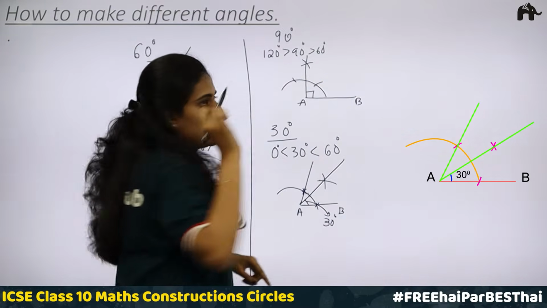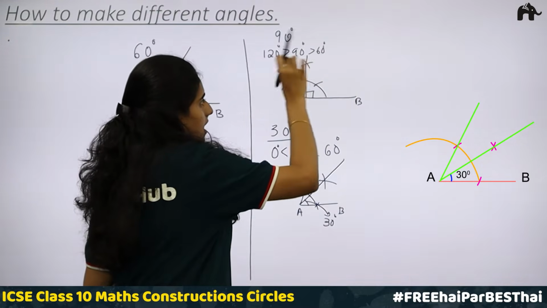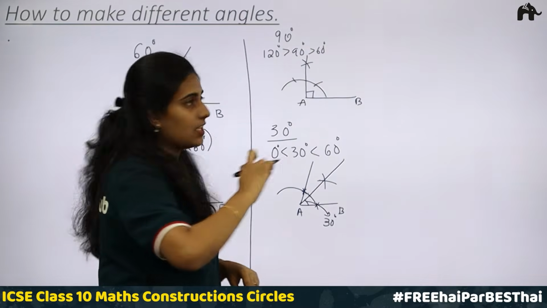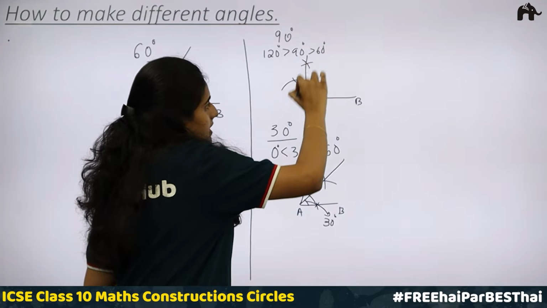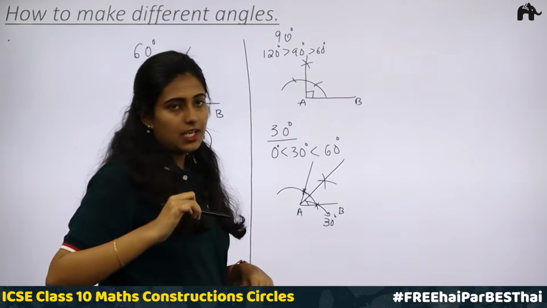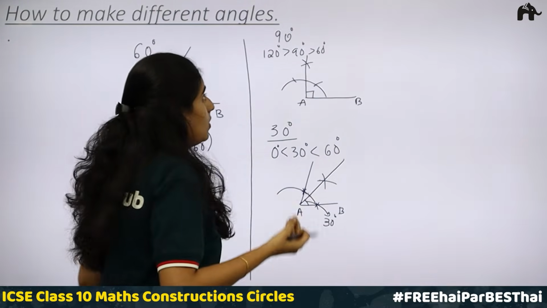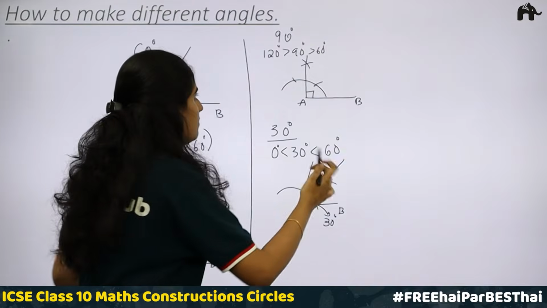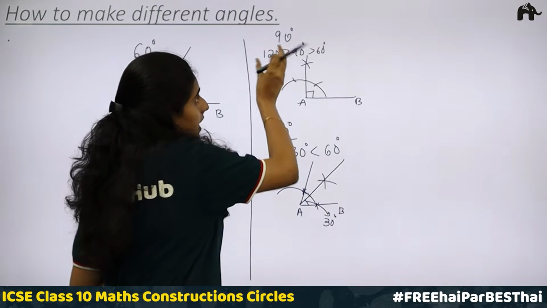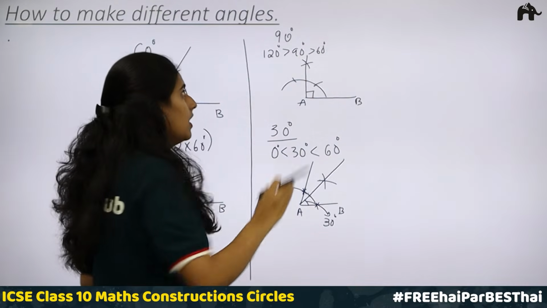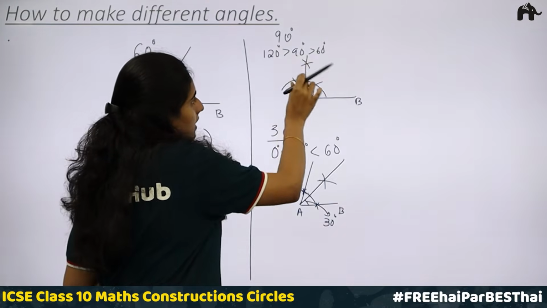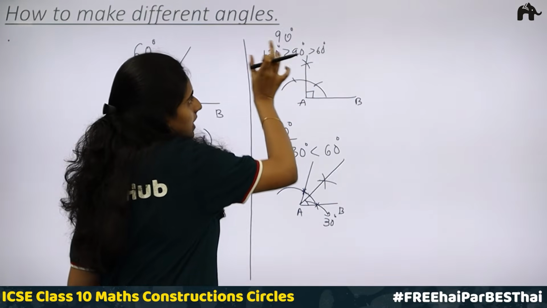Considering these 2 points as center, cut an arc here, cut an arc here. You will be getting a meeting point, join with A, you get angle 75 degree. What about 105 degrees? 105 degrees lies between 90 degree and 120 degree. So, you have to bisect the angle between 90 degree and 120 degree.